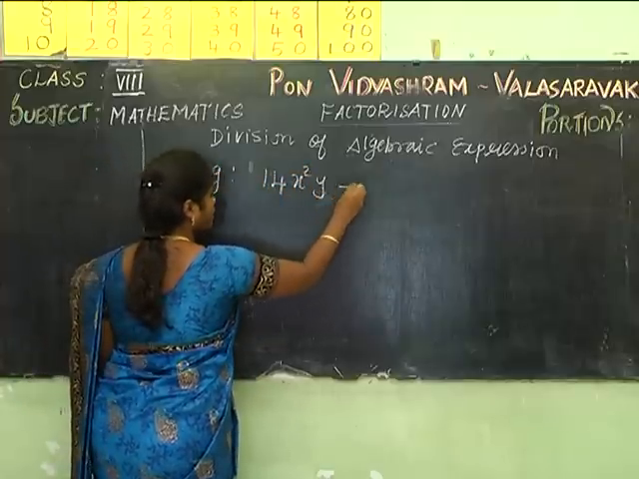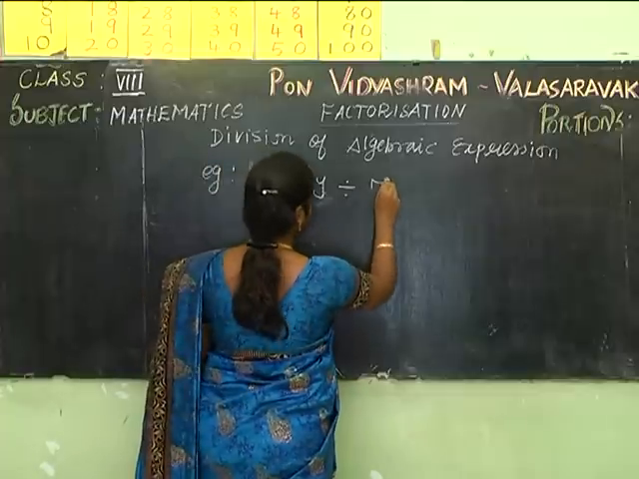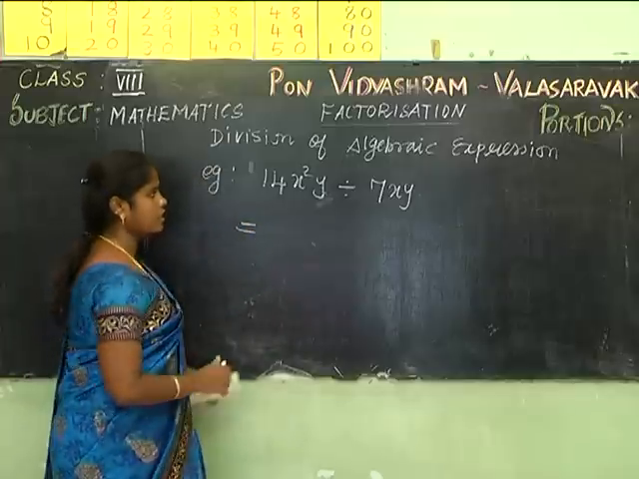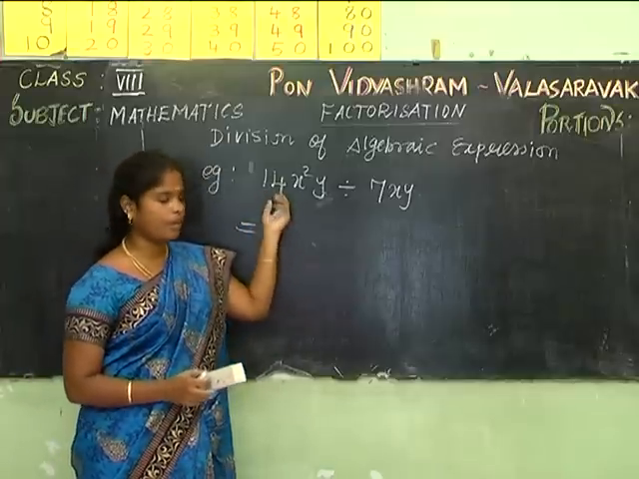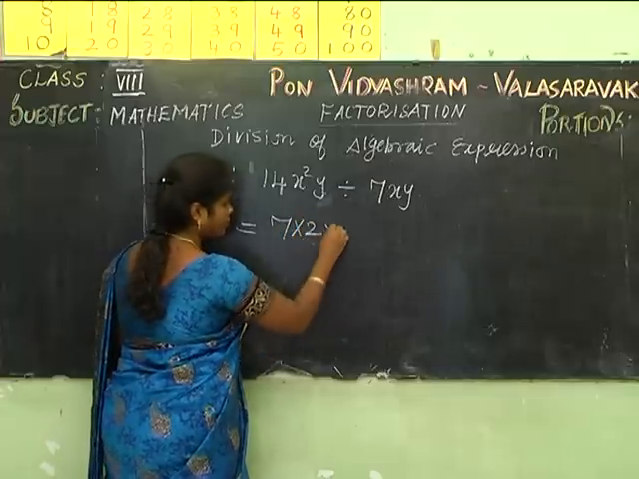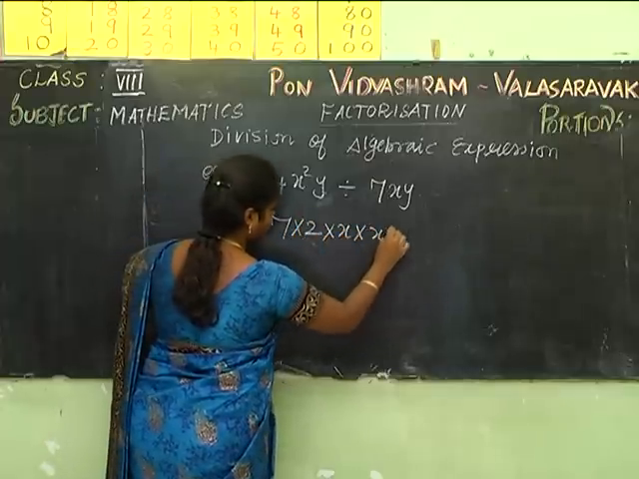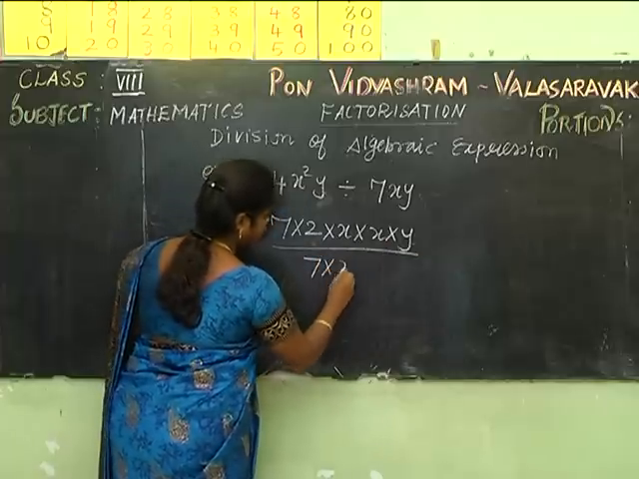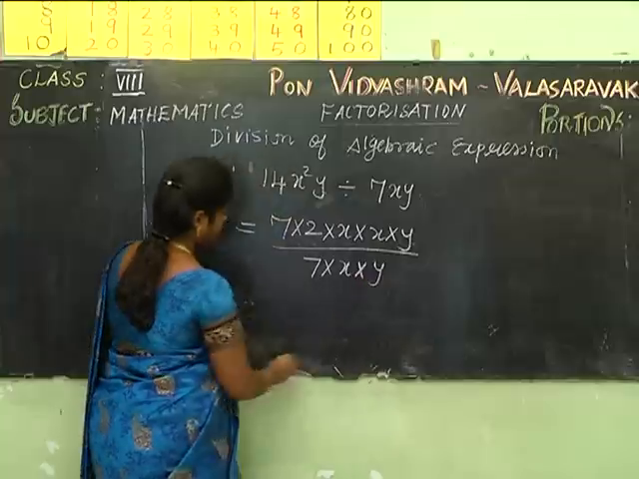14x square y divided by 7xy. So first split the number into a product of prime factors. So 14 we can write as 7 into 2, then x into x into y, then divide by 7 into x into y.